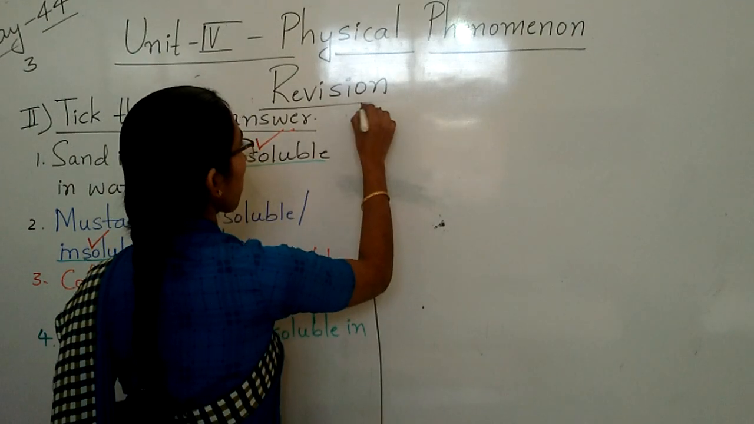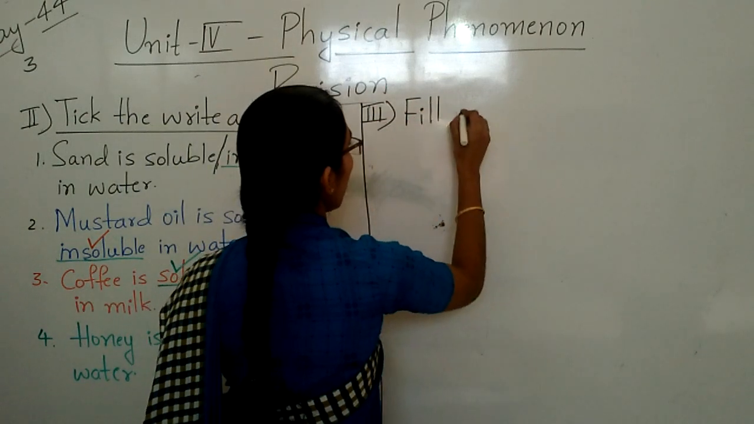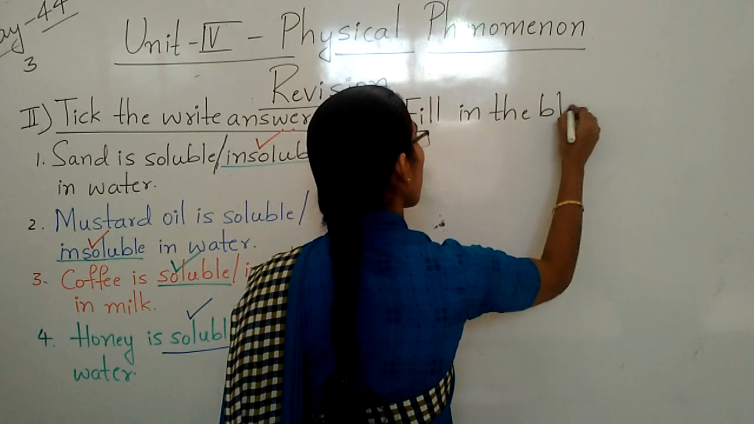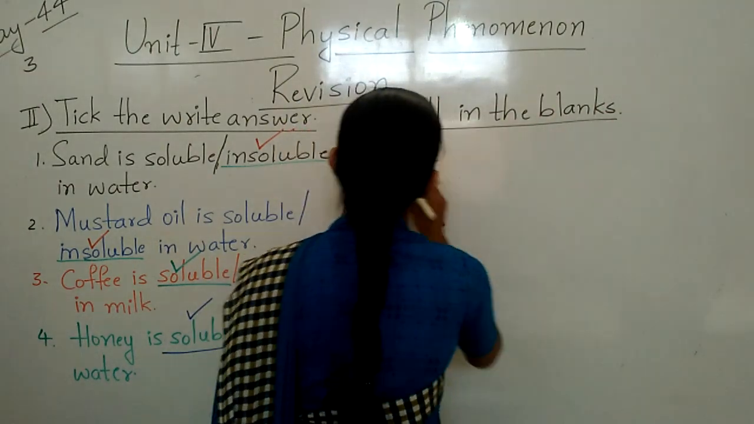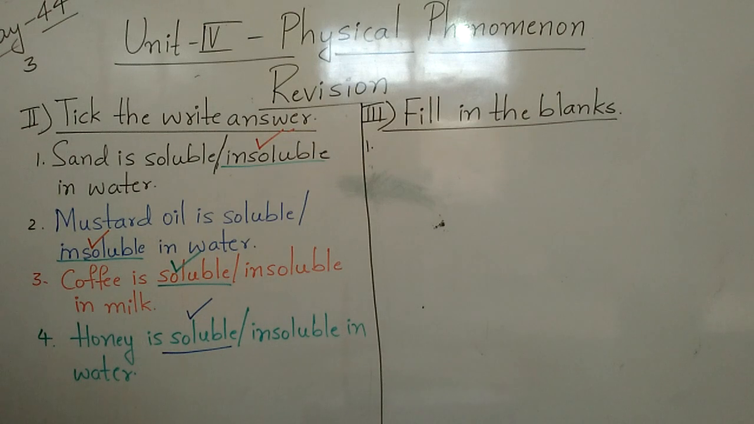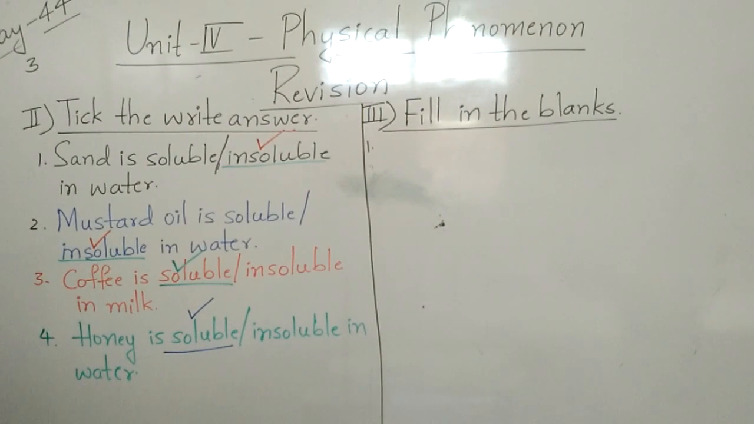Read question number 3. Fill in the blanks. First one. Don't make any spelling mistakes, children. Write correctly. So next, children, fill in the blanks.